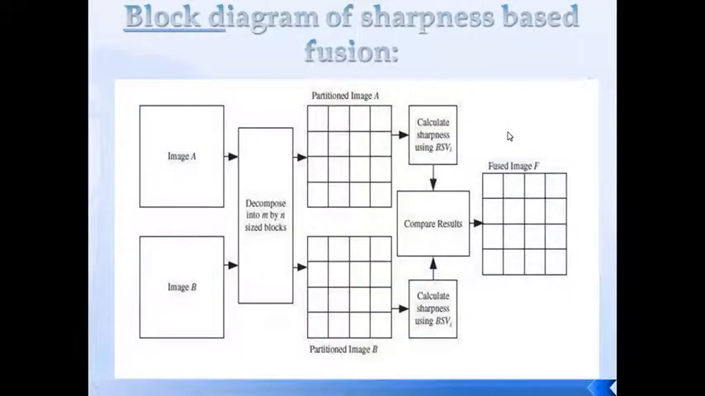So this block diagram explains the entire sharpness based image fusion. We have both the source images A and B, and we decompose them into blocks. These partition images are then used to calculate block sharpness values. For example, we have a particular value here and a particular value here. We compare them using a fusion rule, and the best of them is taken forward as the fused image coefficient here. This is done for all the blocks, and we get a final fused image.